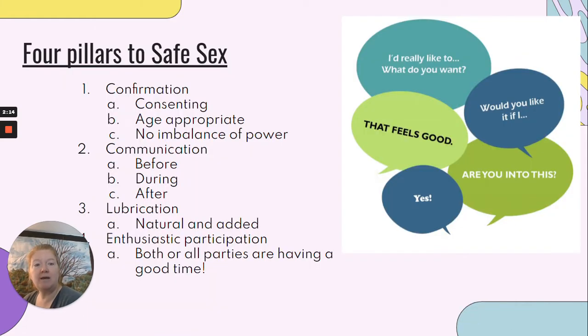All right, so some 4 ways to think about it: confirmation, communication, lubrication, and enthusiastic participation. The shuns, the 4 shuns. So confirmation, that means I consent. It's age appropriate. There's no imbalance of power. Communication, before, during, after. Talk. Consent. Lubrication, natural and added if needed. Okay. Enthusiastic participation, that means having a good time and expressing that.